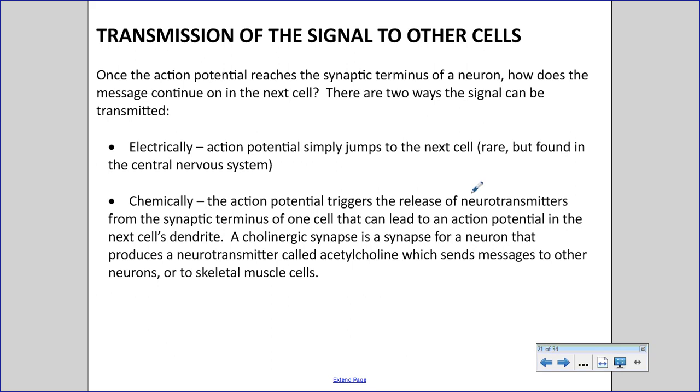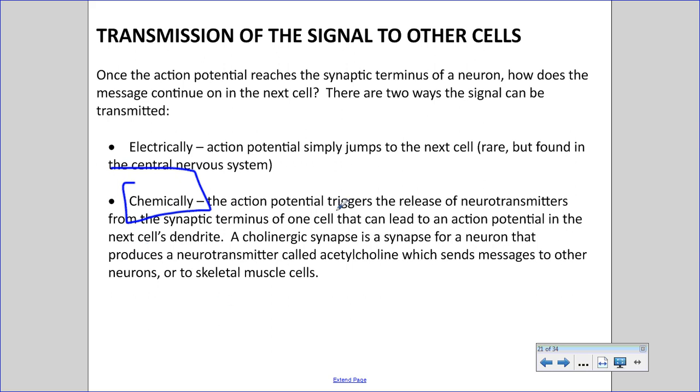In the transmission of signal to other cells, once that action potential reaches the synaptic terminus of a neuron, so basically the end of the axon, how does that message continue on to the next cell? There are two ways the signal can be transmitted. Electrically, that action potential simply jumps to the next cell. It is rare, but it is found in the central nervous system. The one that we will focus on in this video is the chemical transmission of signal.